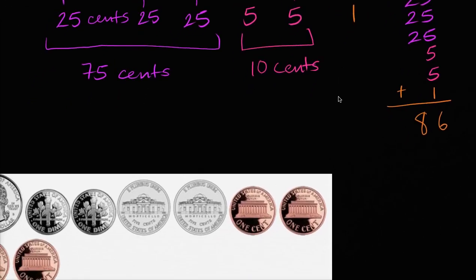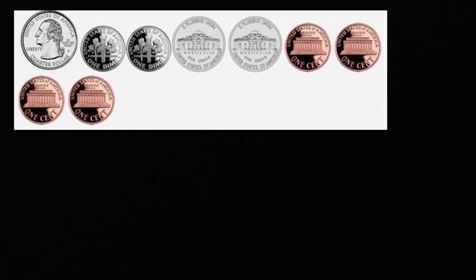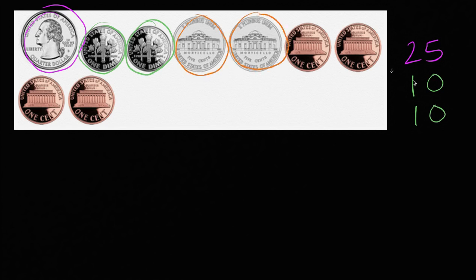Let's do one that has even more coins in it. So here we go. What's going on here? This right over here is a quarter. That's going to be 25 cents. And then we have one that we didn't see in the previous example. We have 2 dimes. A dime represents 10 cents. So we have 2 dimes, or we could have those each represent 10 cents. Then we have 2 nickels. We've already seen those each represent 5 cents. So 5 and 5. And then we have 4 pennies. 1, 1, 2, 3, 4.